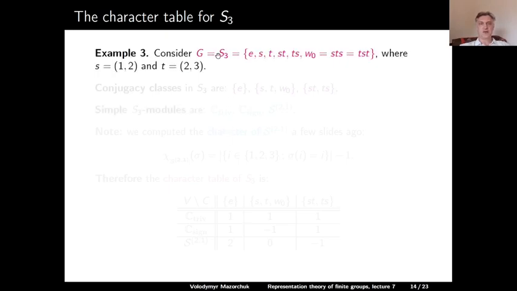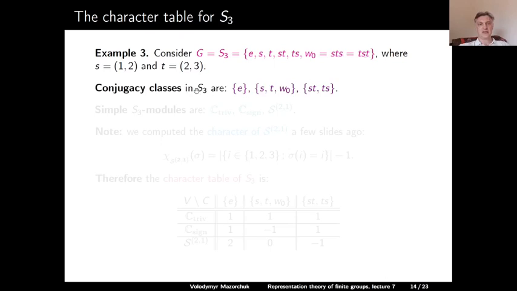So we consider the group S3, which has 6 elements: the identity E, and then we take S to be the transposition of 1 and 2, and T to be the transposition of 2 and 3. And then the elements of S3 are E, S, T, ST, TS, and the element W0, which can be written as a product STS and as a product TST.